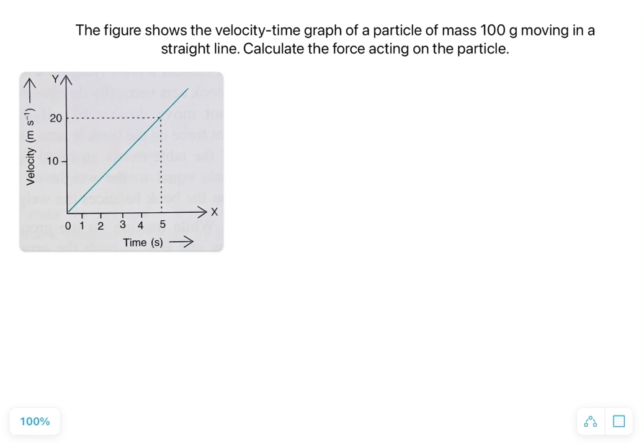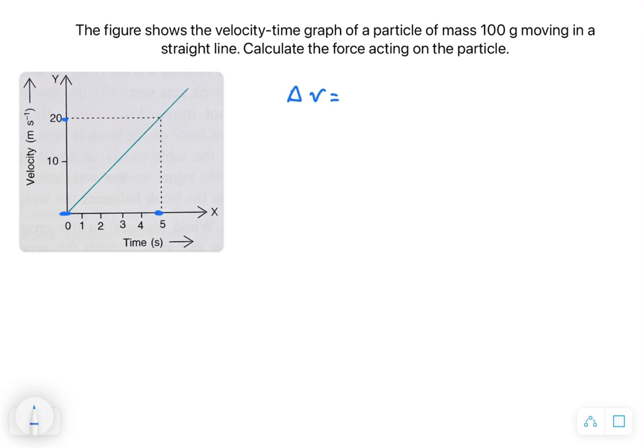From this graph, let us see carefully, the velocity is increasing from 0 meters per second to 20 meters per second in 0, 1, 2, 3, 4, 5 seconds. So in 5 seconds, velocity is increasing from 0 meters per second to 20 meters per second.